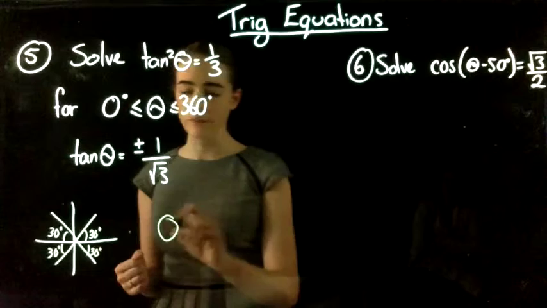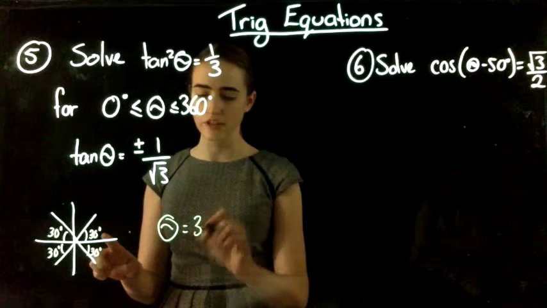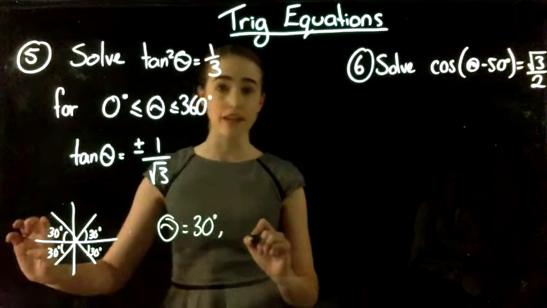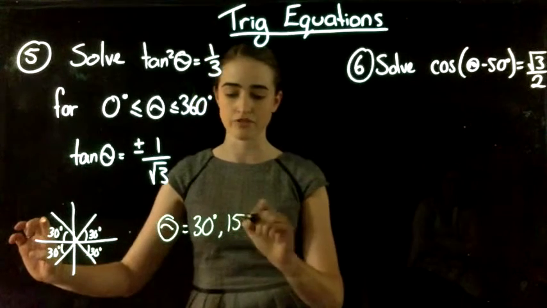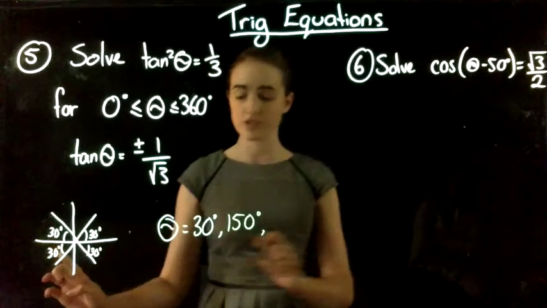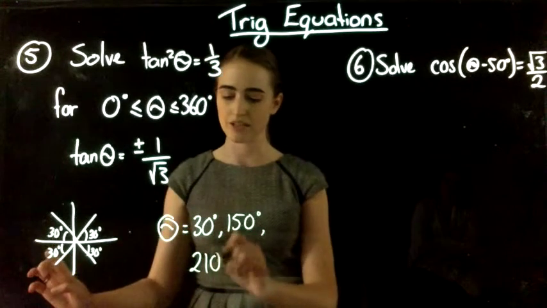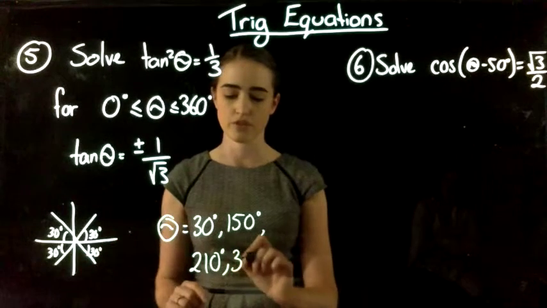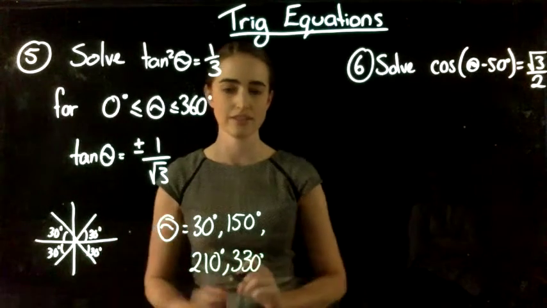So we're going to end up with our theta equaling 30 degrees first off. Then if we come around to this one, that's going to be 180 minus 30, which would be 150 degrees. Then we've got our 180 plus 30, so 210 degrees. And our last one will be our 360 minus 30, so 330 degrees.